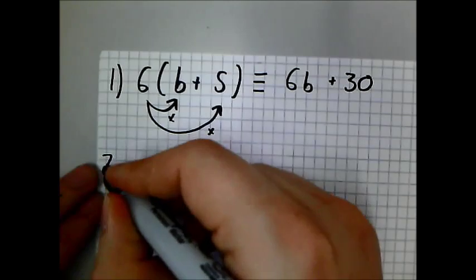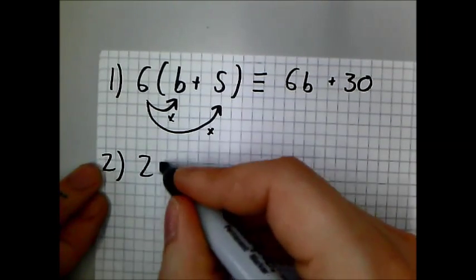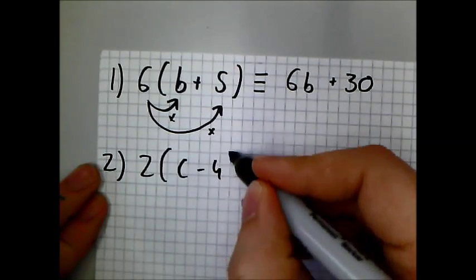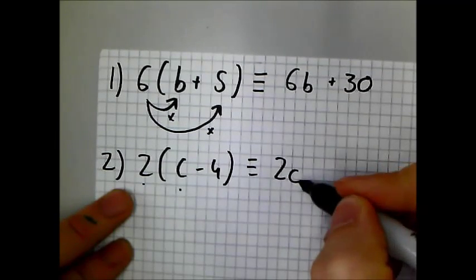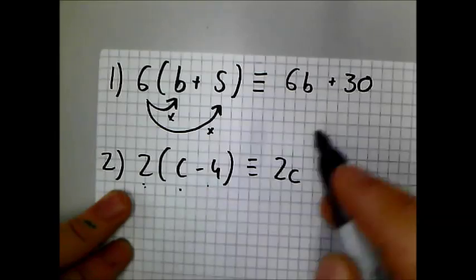Question 2. 2 bracket c minus 4 close bracket. 2 times c is 2c. 2 times negative 4 is negative 8.